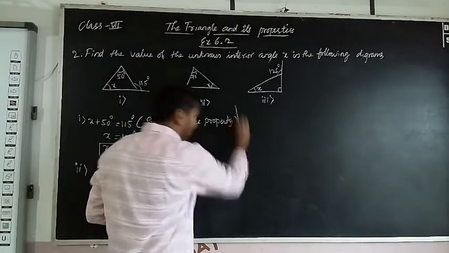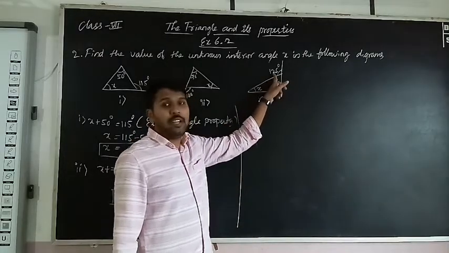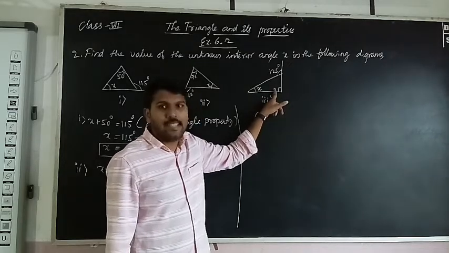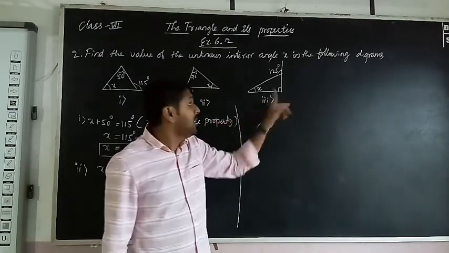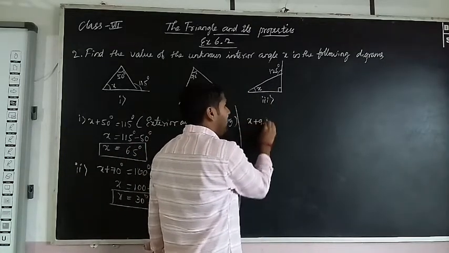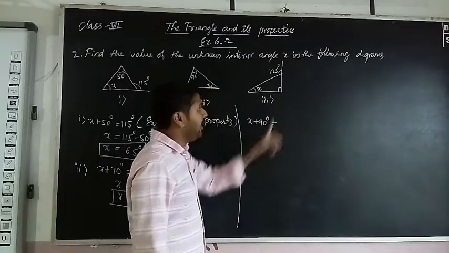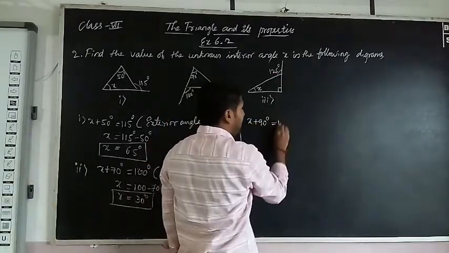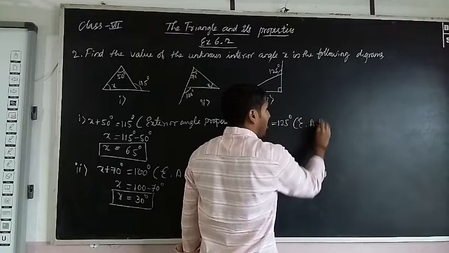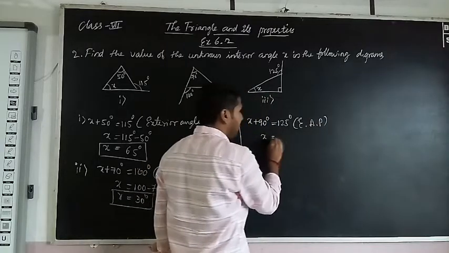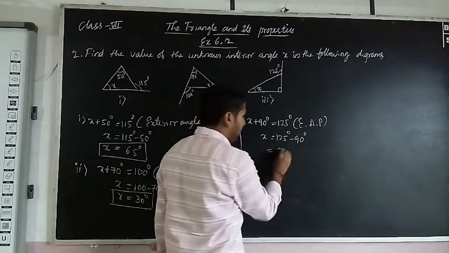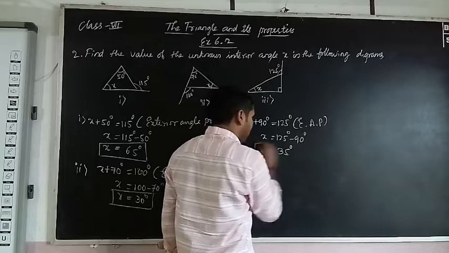So next, for the third figure, 125 degrees equals x plus the symbol they have given. Which symbol is this? Right angle symbol. Right angle means the angle is 90 degrees. So x plus 90 degrees, because this is a right angle triangle, equals 125. The reason: exterior angle property. So now solve this. X equals 125 minus 90 degrees. What will be the answer? 35 degrees. So x equals 35 degrees.